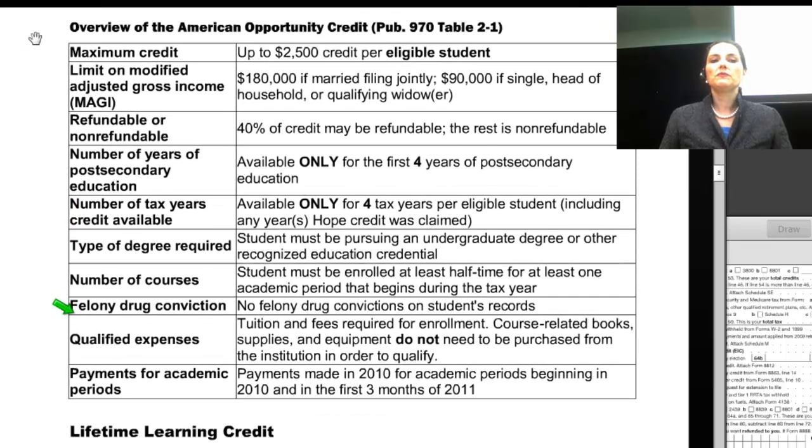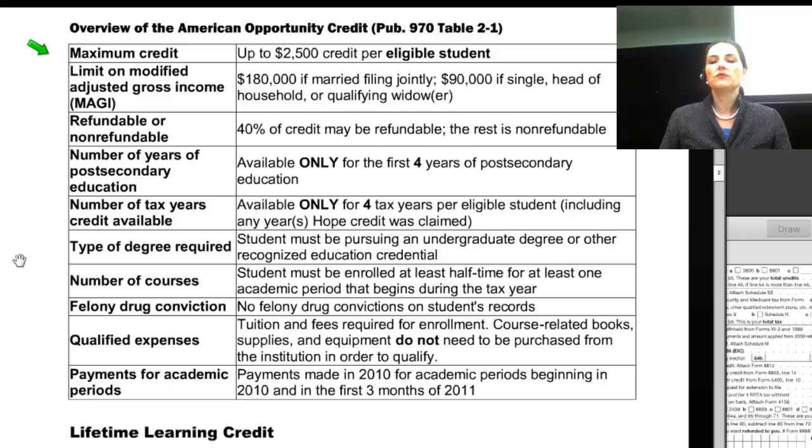So here is an overview. This particular table has been inserted into our manual as a copy of Table 2.1 from Publication 970. It does a really good job of wrapping up the key points that you need to know about the American Opportunity Credit. Firstly, the maximum credit is $2,500 per eligible student. The limit for AGI is $180,000 for a married couple, $90,000 if you are single. Is the credit refundable or non-refundable? Well, 40% of the credit is refundable or may be refundable, and the rest is not.